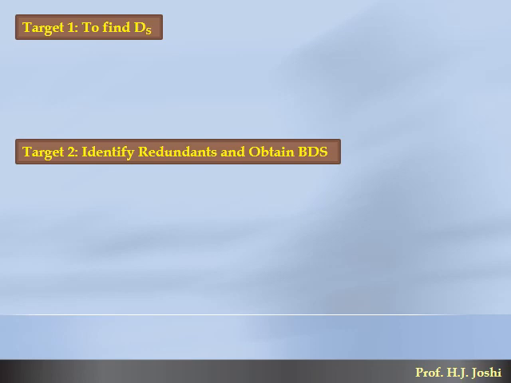Once we get the primary unknowns as DS, our next important job is to identify the redundants and to obtain BDS. Remember what I said in earlier slides, that BDS should be stable and determinate. And the forms of BDS we can obtain are cantilever, simply supported, simply supported with some overhang portion, or determinate hybrid. So this is the important typical skill: how to identify redundants and how to obtain BDS. Let's see by simple examples.